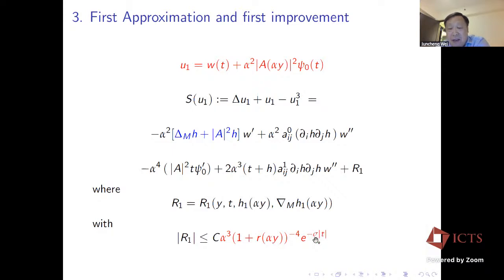Remember, t is the distance to the minimal surface, and this is the decay along the minimal surface, because our minimal surface is unbounded. So we have an algebraic decay along the minimal surface, and we have exponential decay in the orthogonal direction. So this is our error, and we're going to work with this type of error.